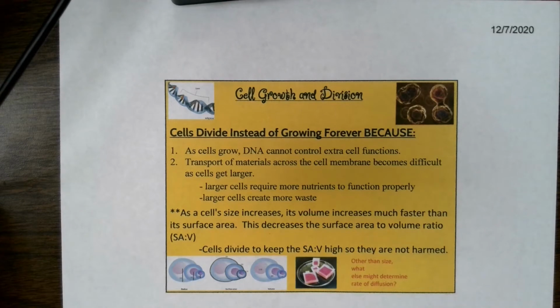So in the grand scheme of things, if you consider the picture that's on the next slide, that's what we're going to talk about in just a minute. I'm not going to slide that up quite yet. But basically what we see here on that double asterisk, and that we're going to do a lab dealing with this, is that as a cell's size increases, the volume is going to increase much faster than the surface area. So this is going to decrease the surface area to volume ratio.